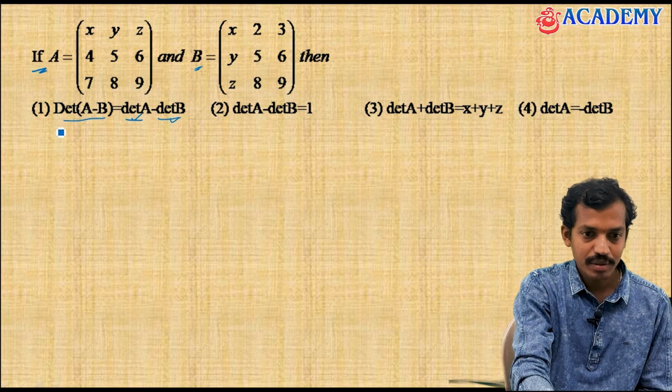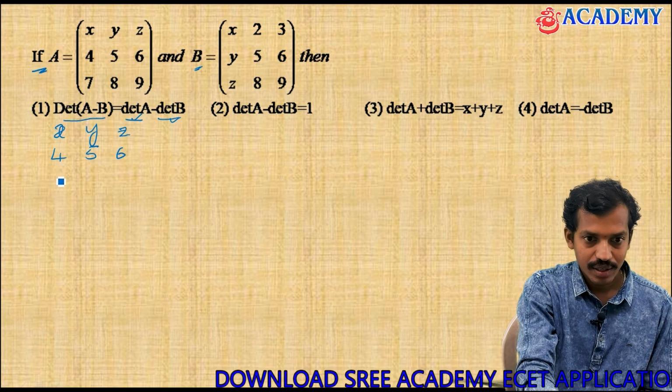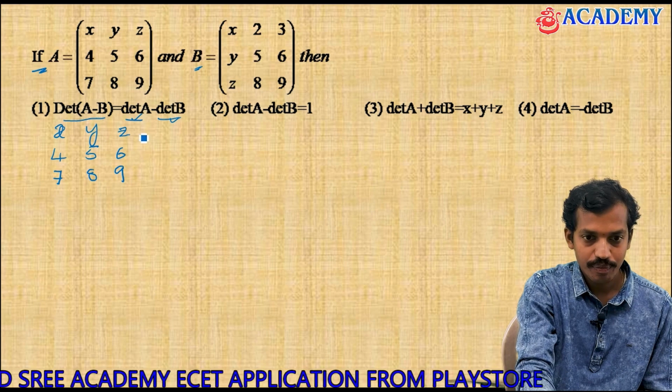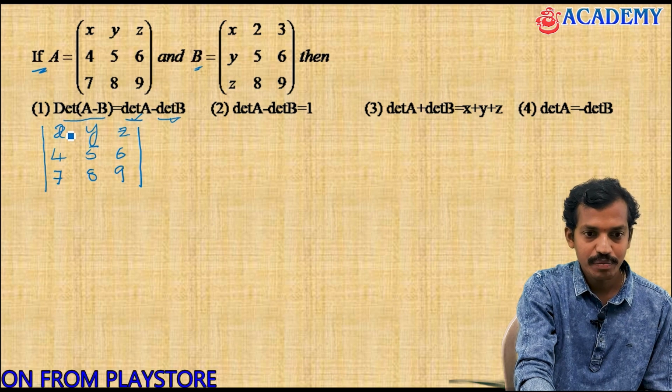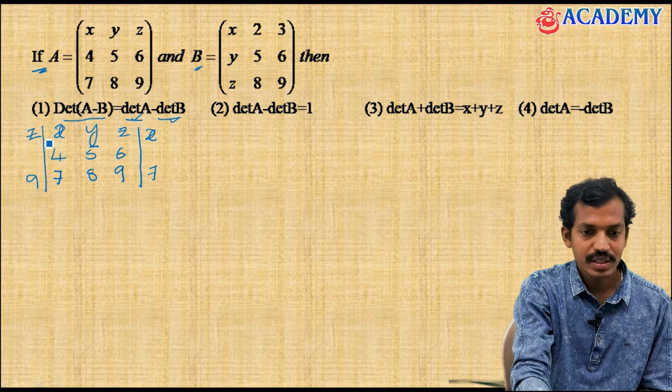Write the A matrix, which is x, y, z, then 4, 5, 6, then 7, 8, 9. I am finding the determinant of this matrix by using the shortcut. You know it already. Simply I write the first element at last and the last element at first, and in the third row also, the last element at first and the first element at last. Simply multiplying, the first term is 8 into 4 into z.